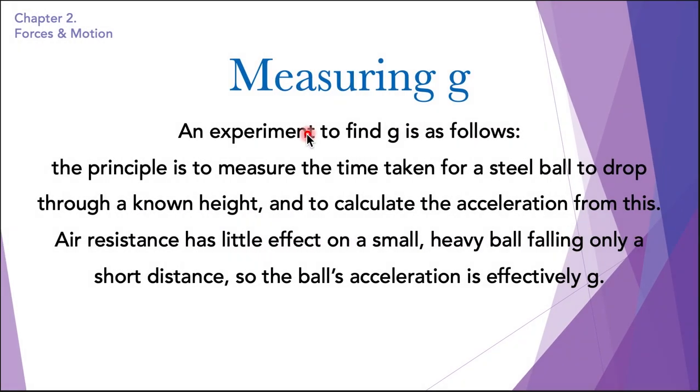Now let's understand how we can measure g. So an experiment to find g is as follows. The principle is to measure the time taken for a steel ball to drop through a known height and to calculate the acceleration from this. So the air resistance has little effect on a small heavy ball falling only a short distance. So the ball's acceleration is effectively g.